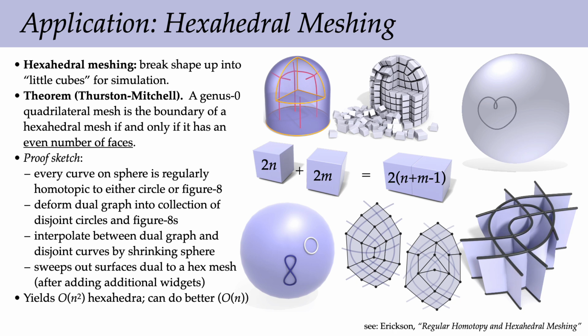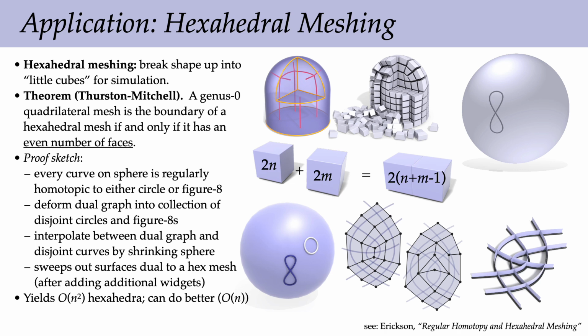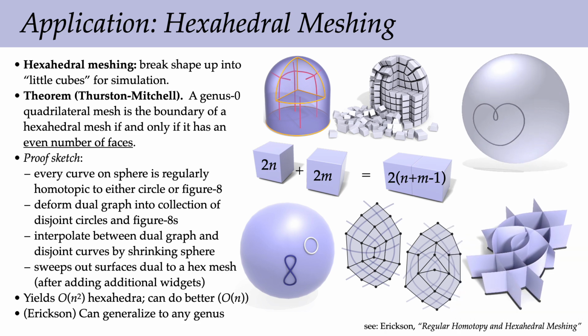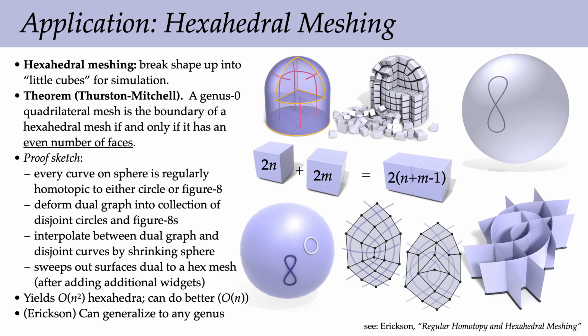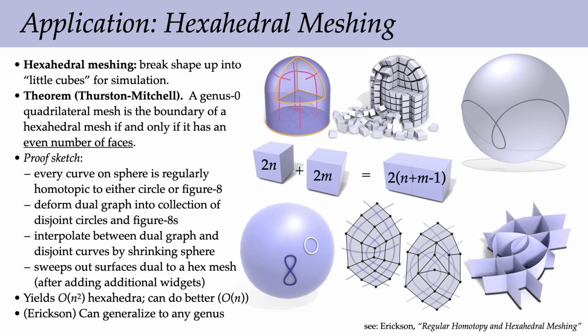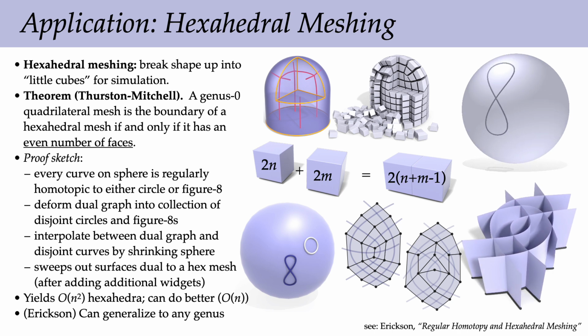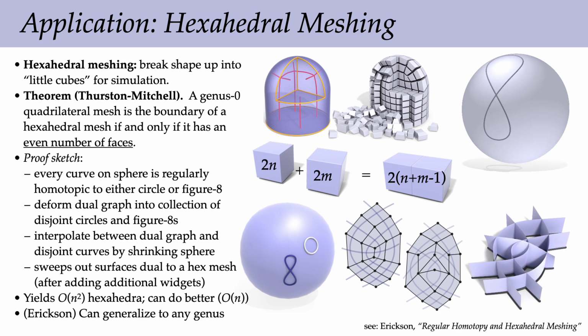This kind of analysis has also been generalized in various ways. For instance, Erickson shows that you can generalize to a boundary mesh of any genus. So if you have a mesh that describes a donut or some higher genus object, you have similar conditions. You still need that the number of quads in your mesh is even, by the same argument as before. But now you also have to think about non-trivial loops that can't be contracted to a point, and there's, again, conditions that have to do with homotopy of those loops.